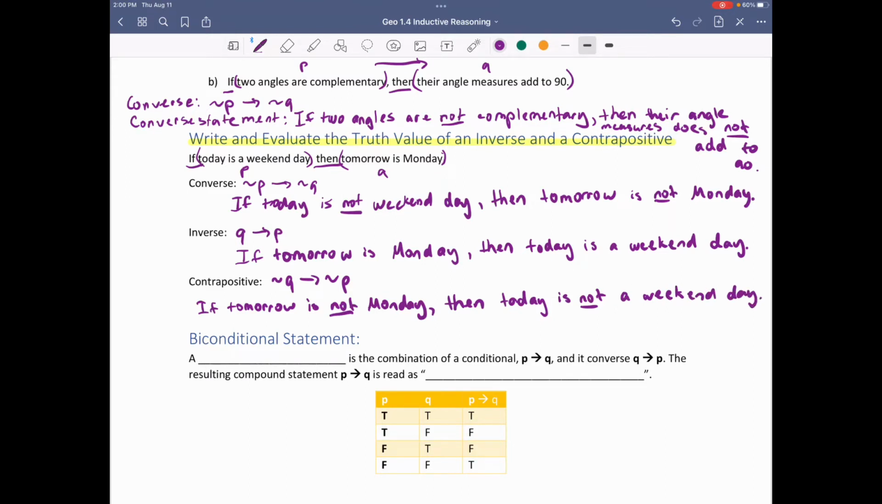And I don't know if you have noticed, but for the contrapositive, we just took both a converse and an inverse and kind of matched them together. And that's how we got if not Q, then not P.